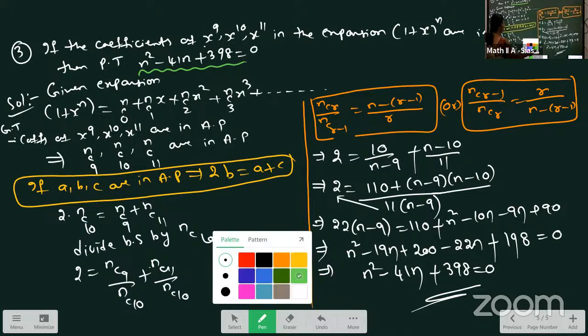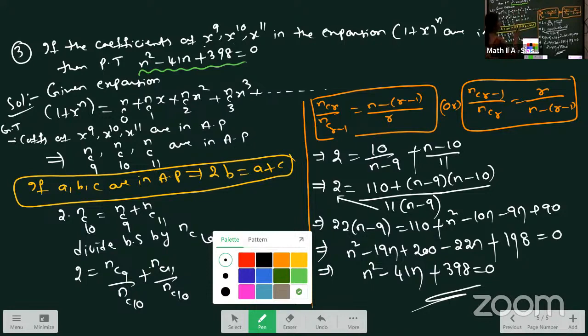So here one thing we have to notice. First, expand the given expansion. In that, identify the coefficients of x power 9, x power 10, x power 11, which are in AP. Apply the AP condition, that is 2B is equal to A plus C. Divide both sides by NC10. And instead of simplifying directly, if you remember the fundamental formulas, the calculation becomes easy to find out. So this is how the question goes. If numerical numbers are there, this is the way you have to do.